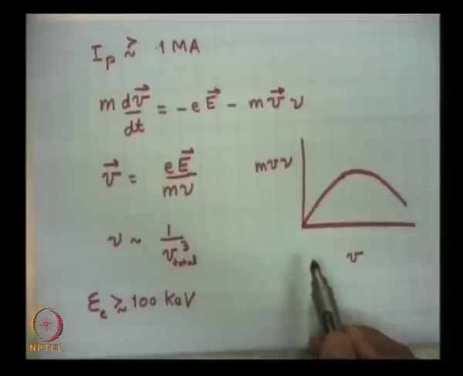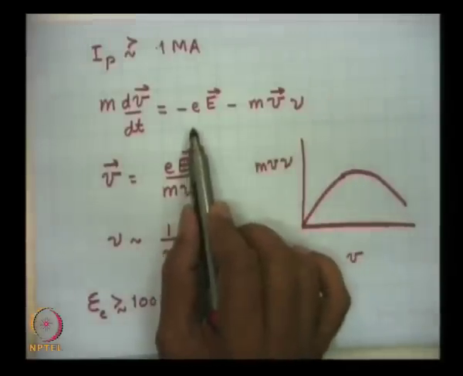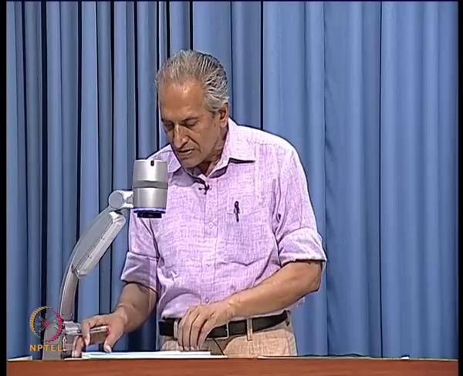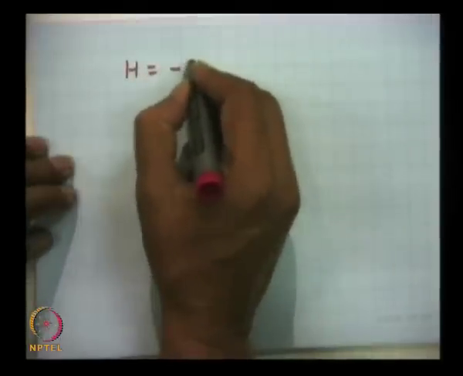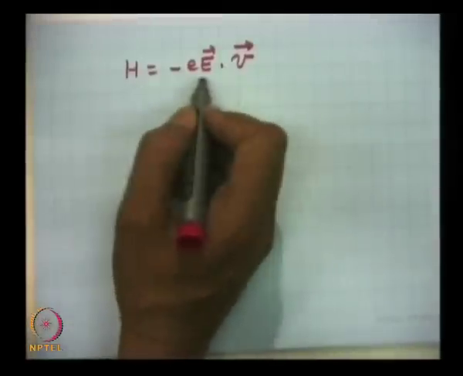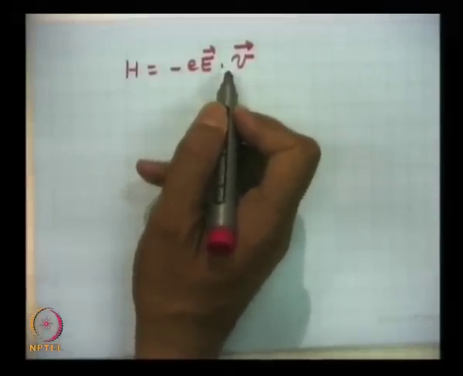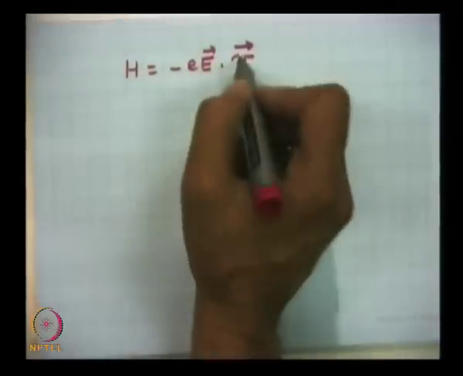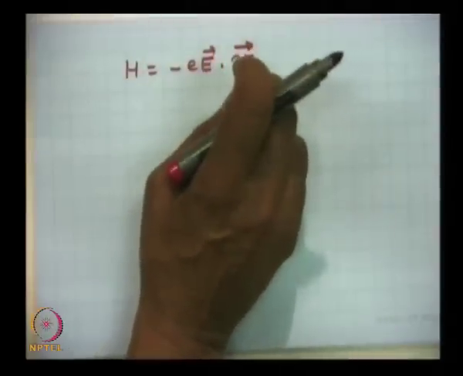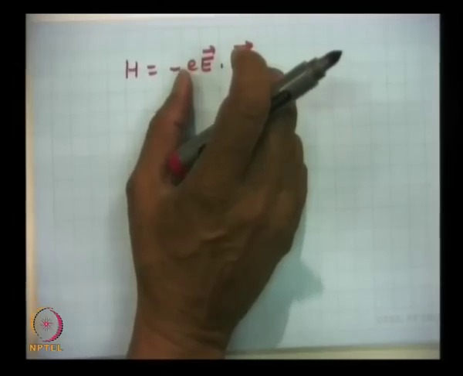Momentum loss means that the electric field is doing more work. The work done by the electric force in making an electron move is given by the electrical force into drift velocity, the particle velocity. This is the work done by the electric force to drive the current. So each particle, if it has to acquire a drift velocity and move, then this is the work done by the electric field on it. And you would like to have, for a given current, this quantity to be minimum.